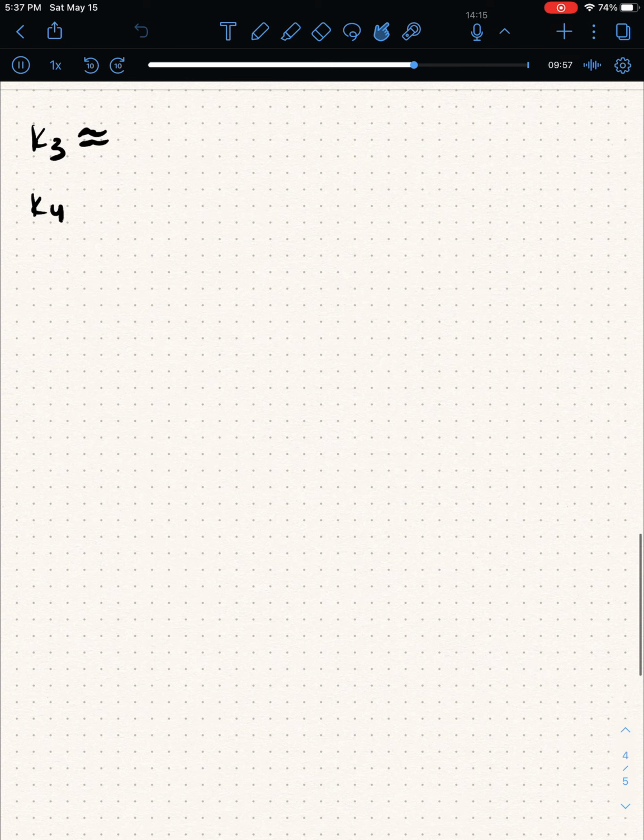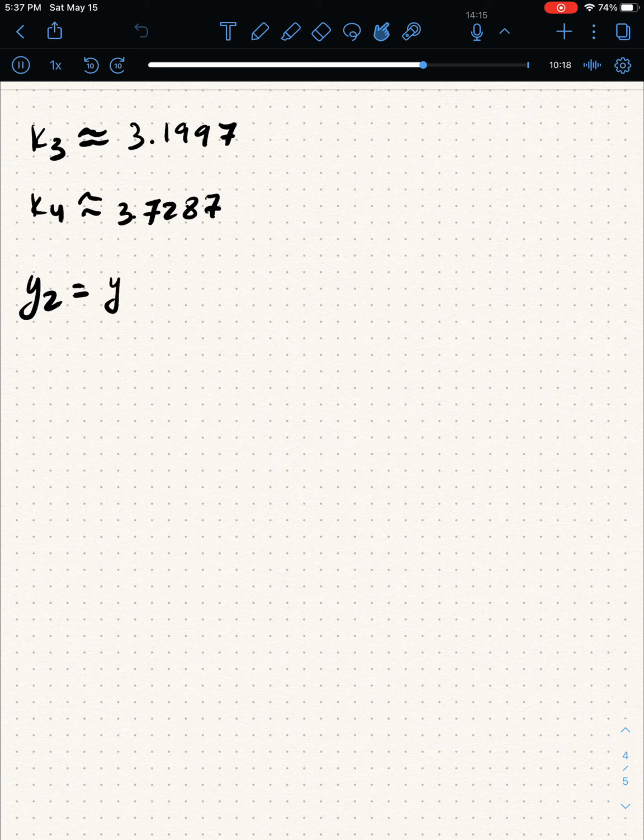Then you do the same thing for K3 and K4. K3 approximately equals 3.1997, and then K4 equals 3.7287. We know our new values of K, so we can find our next value of Y. So our Y2 equals again Y1 plus H over 6 times our updated K's.